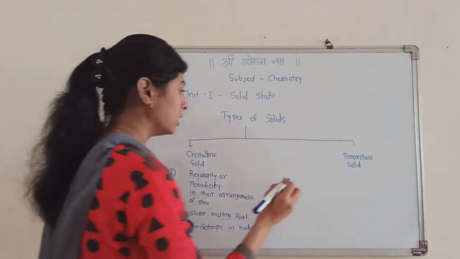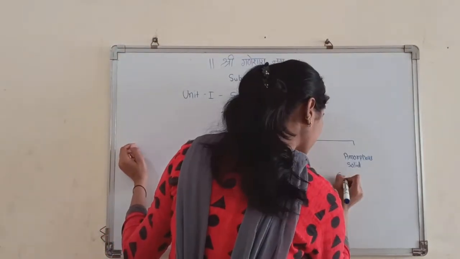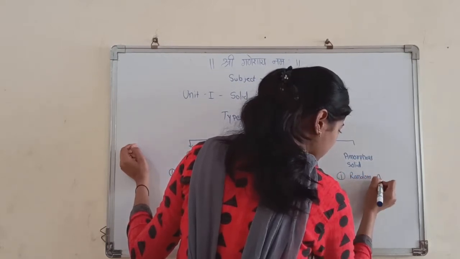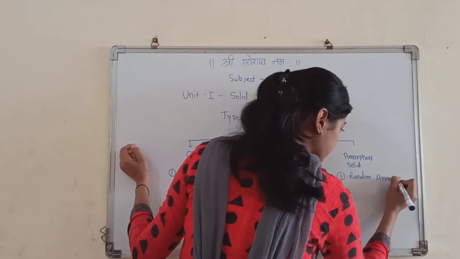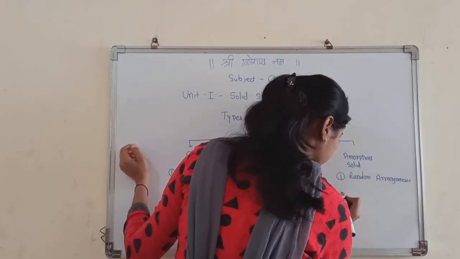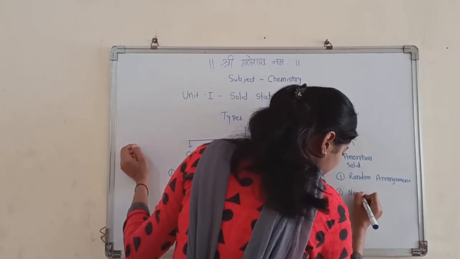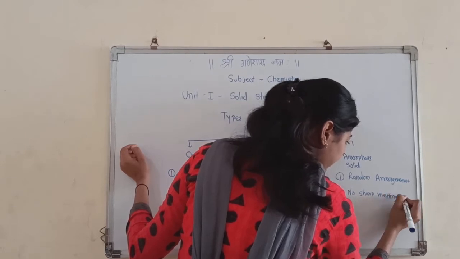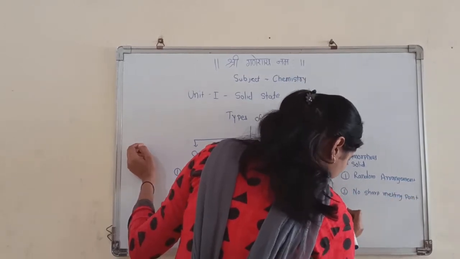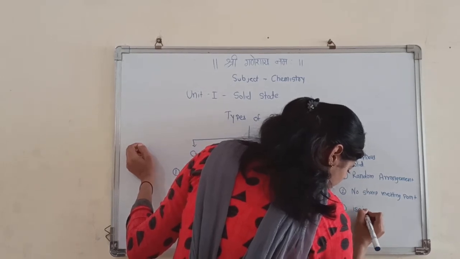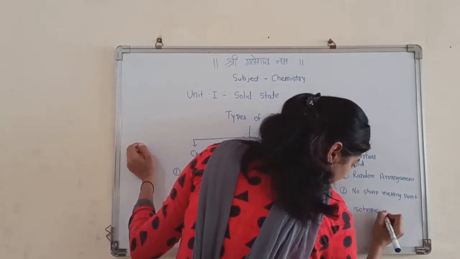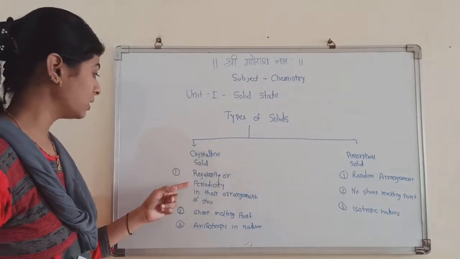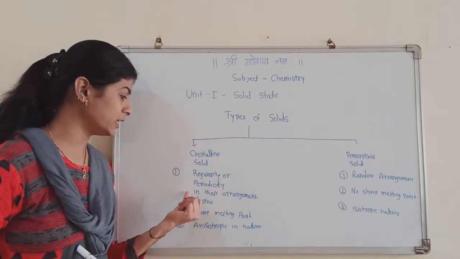On the other hand, the amorphous solid has a random arrangement, then no sharp melting point, and shows isotropic nature.